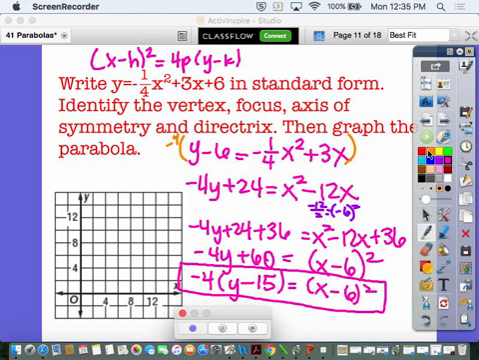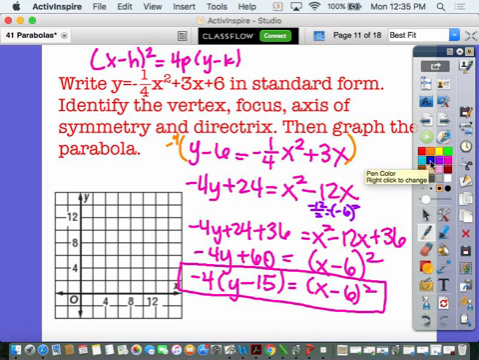Let's do everything non-squared. All right, so our vertex is located where? 6, 15. Oh wow, that's pretty high. Okay, so our scale goes by 2s both ways. So 15 would be right here.